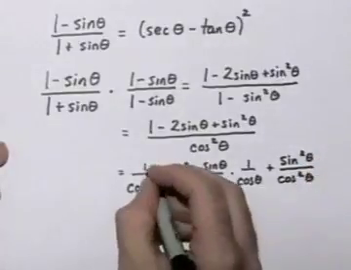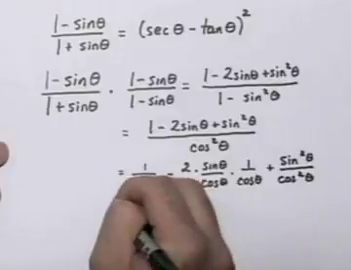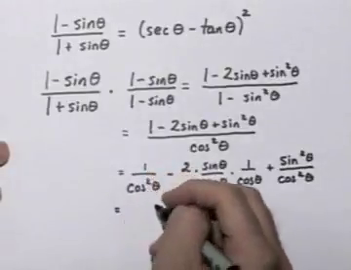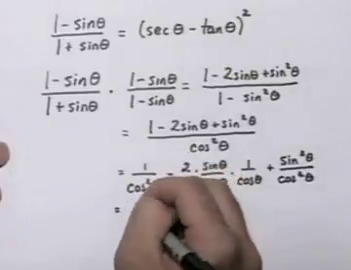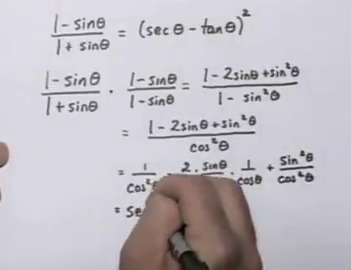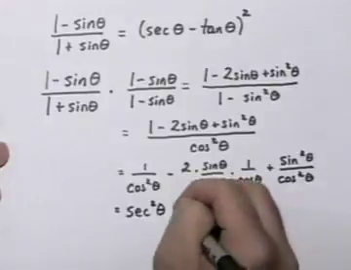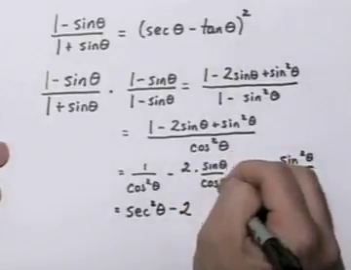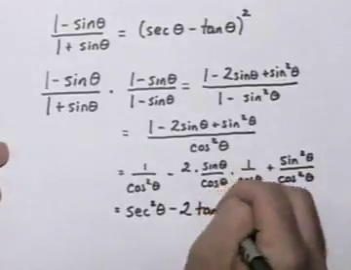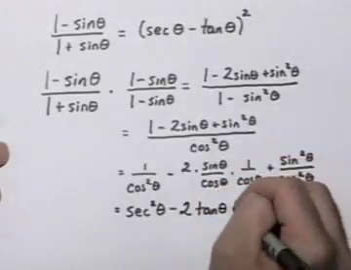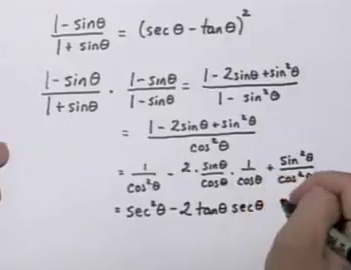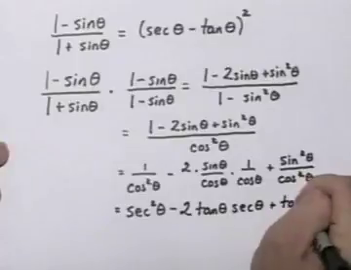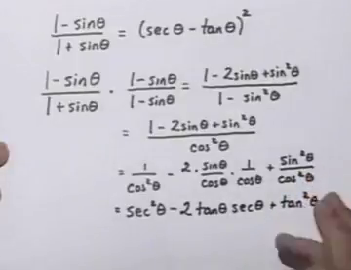Now what is 1 over cosine squared of theta? Well, 1 over cosine of theta is secant theta, so 1 over cosine squared of theta is secant squared of theta. Minus 2 sine theta over cosine of theta is tangent of theta. 1 over cosine theta is secant theta. Sine squared of theta over cosine squared of theta is tangent squared of theta.